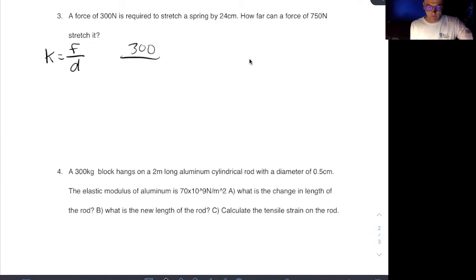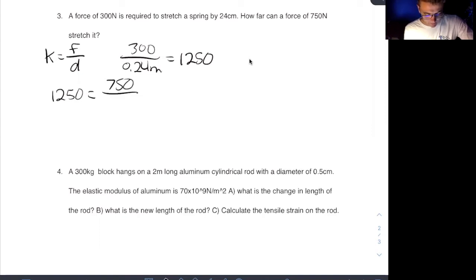It's required to stretch a spring by 24 centimeters. And let's just convert 24 centimeters to meters. So that would be 0.24 meters. And then when you calculate it, that gives you the constant of 1,250, right? So now we have this constant, and we can apply it to a situation where we have 750 newtons of force, right? And that'll give us some displacement value.